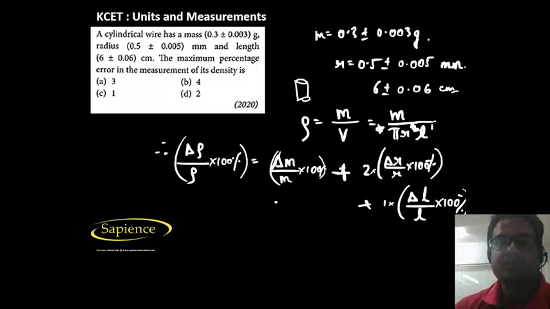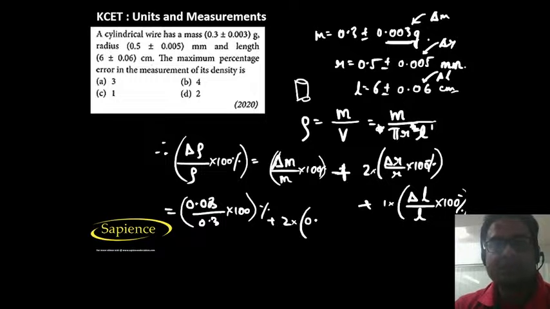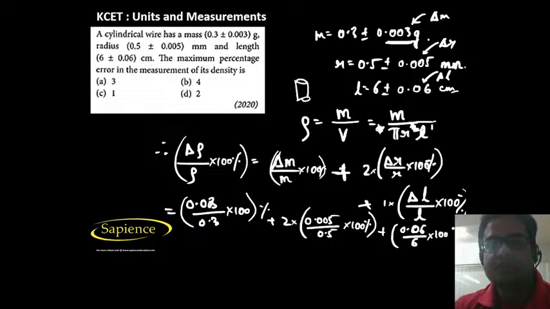So the absolute error in the measurement of mass is delta m, and similarly this one is delta r and this one is delta L, that is given. So this will be equal to delta m, 0.003 divided by 0.3 into 100%, plus 2 into delta r, which is 0.005 divided by 0.5 into 100%, plus delta L, which is 0.06 divided by 6 into 100%.